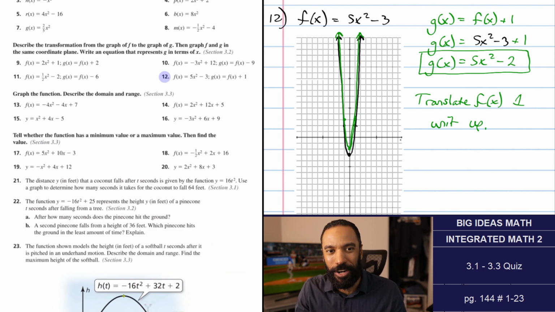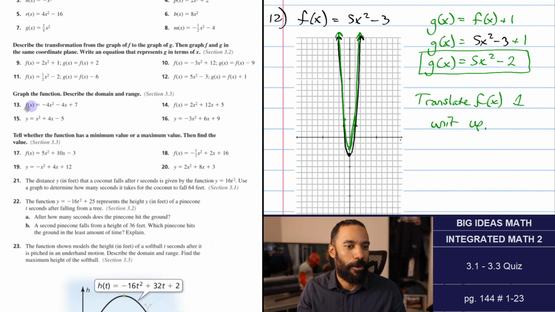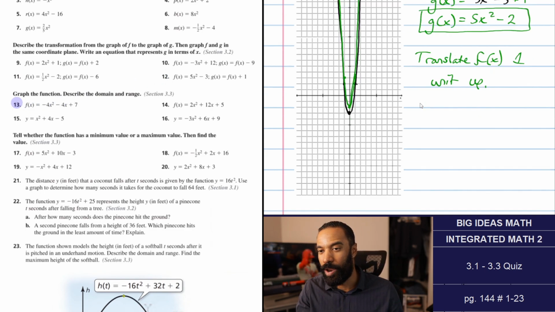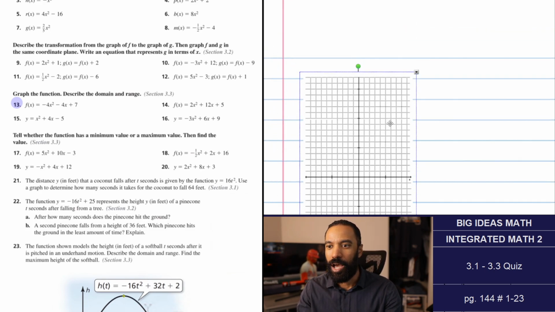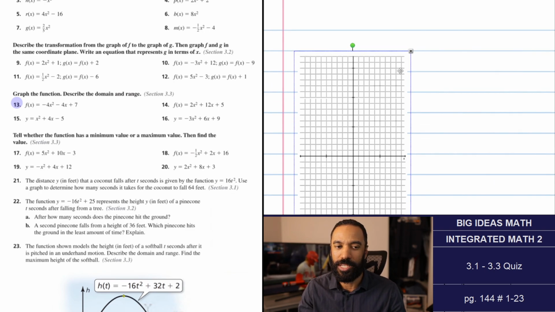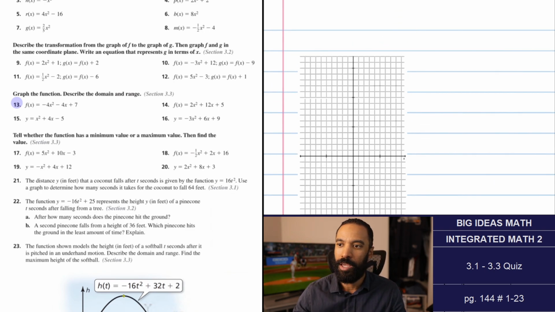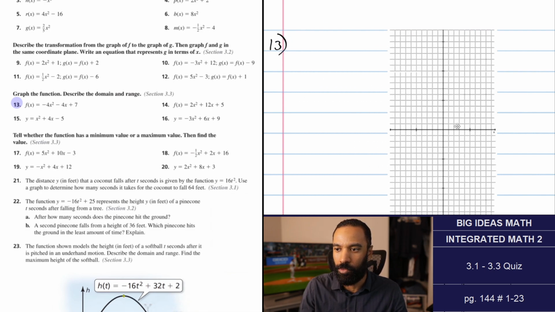All right, we got a graph. Okay, at least these graphs are different now. Now we're on 3.3. So this is your ax squared plus bx plus c material. I'll just go to a new page. Numbers 13 through 16, graph the function, describe the domain and range. So I'm actually going to move these graphs over to the right this time.